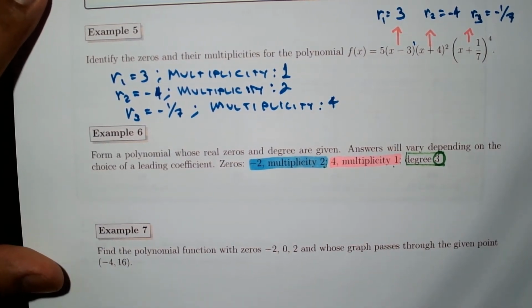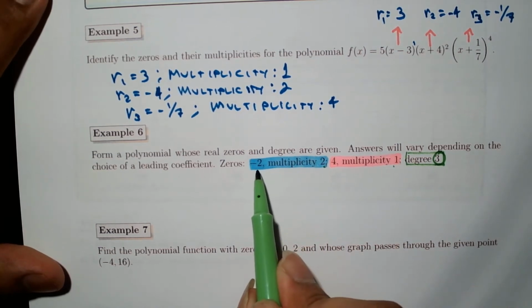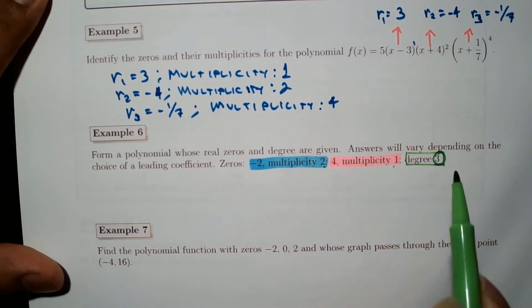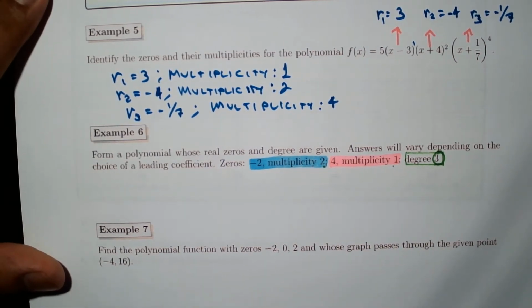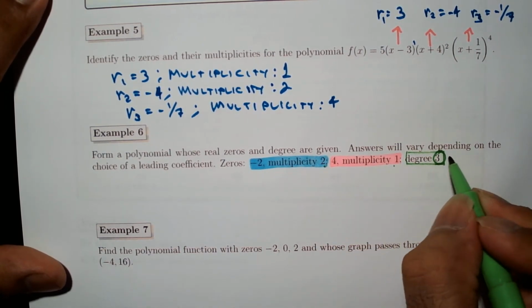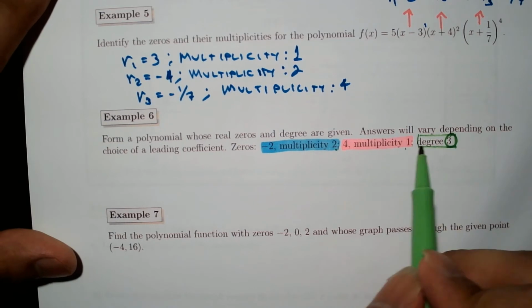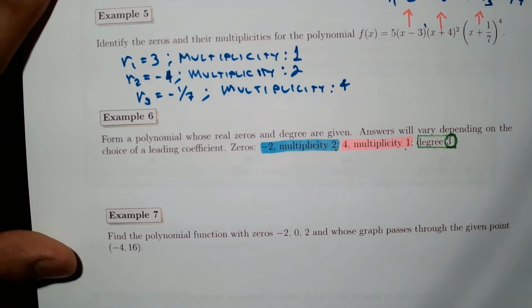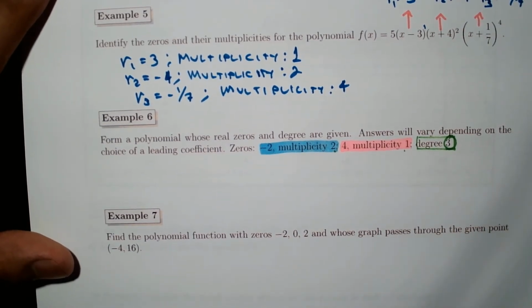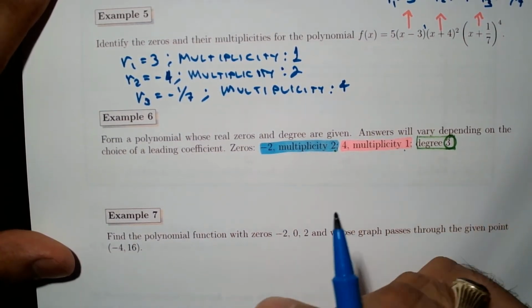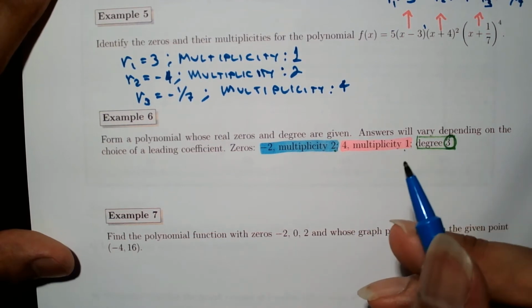For example, if I told you instead, I'll give you 0, negative 2 of multiplicity 2 and 4 of multiplicity 1, but I want a degree 5. Well, in that case it wouldn't make sense. That wouldn't be such a polynomial because I only have multiplicity 2 and multiplicity 1. It's not enough to provide a degree 5, so there's no way. Everything should be consistent with what is given and with what is expected when it comes to these types of questions. So again, answers will vary depending on the choice of the leading coefficient.